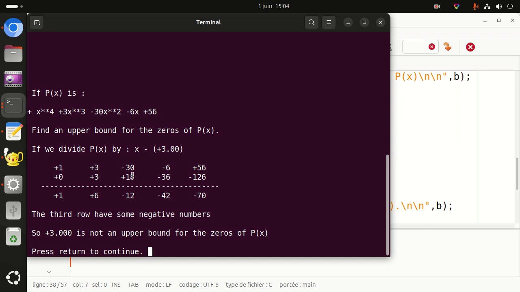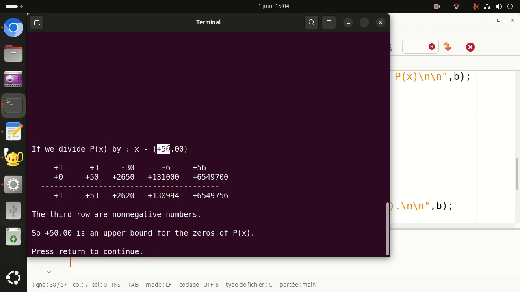Now, for the first part, I have chosen for B the value 3. You can see here some sign, a negative value. You can see here some negative value. So 3 is not an upper bound for the root of P of X.